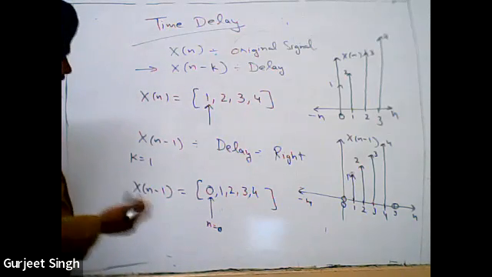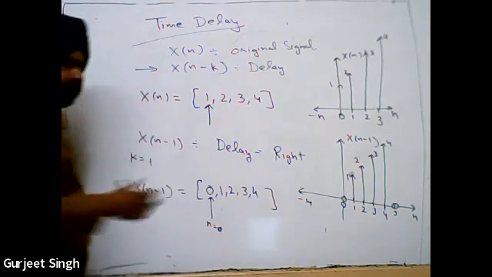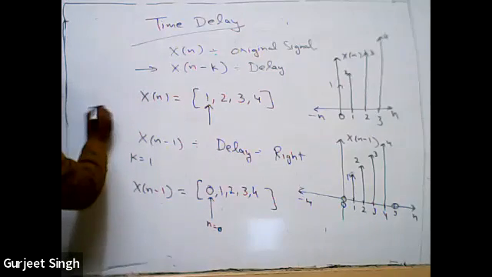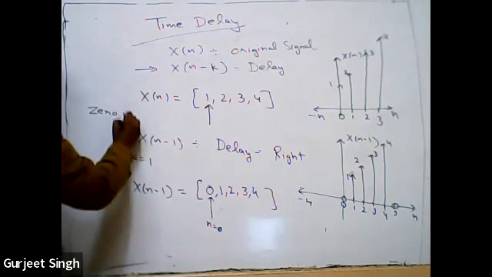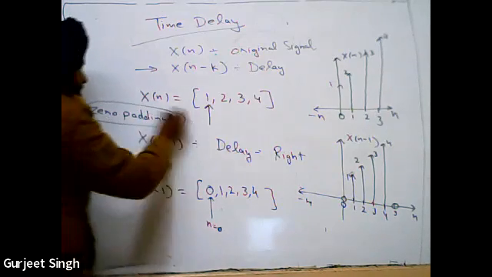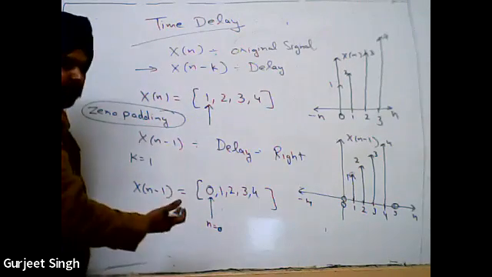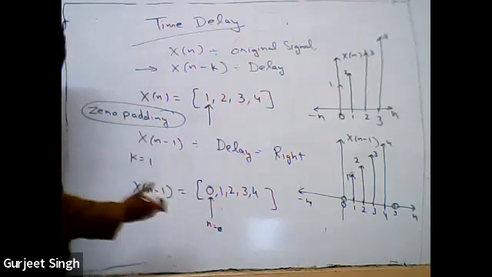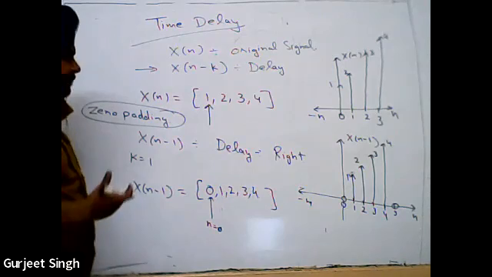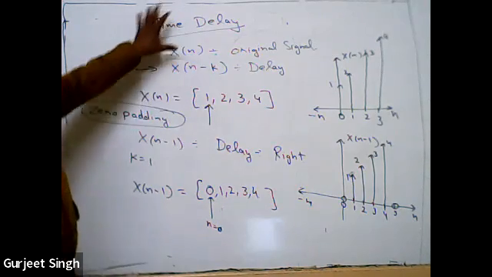If I add this 0 at the starting point to represent this signal, this process is called zero padding. Zero padding is the process of adding 0 in front of the signal, at the start of the signal, to represent the signal. That is called zero padding. So this is about the time delay.